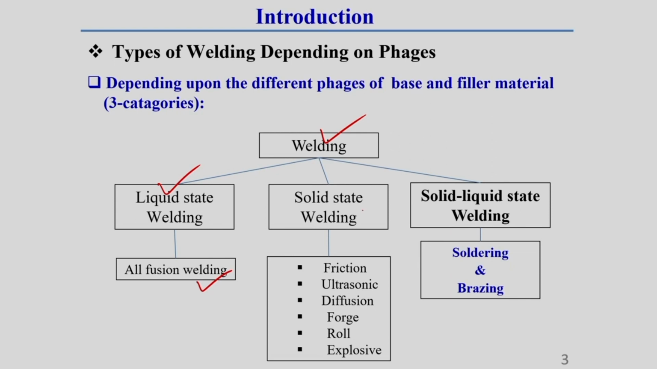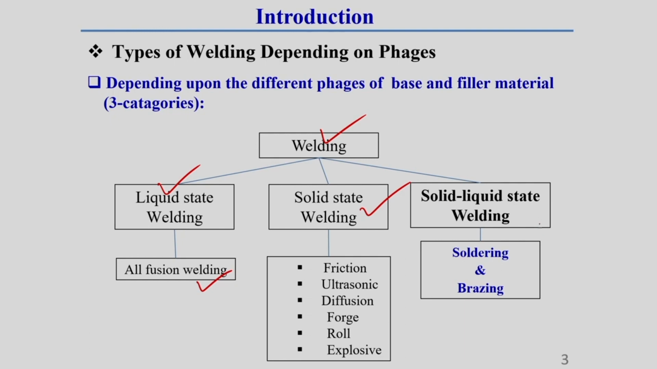Another one is called solid state welding techniques. Here the temperature does not cross the melting point temperature. The temperature lies below the melting point, and the parent material which we are going to join generally remains in solid state. Here the material becomes paste type and finally we join the material. So the material does not cross its melting point temperature.